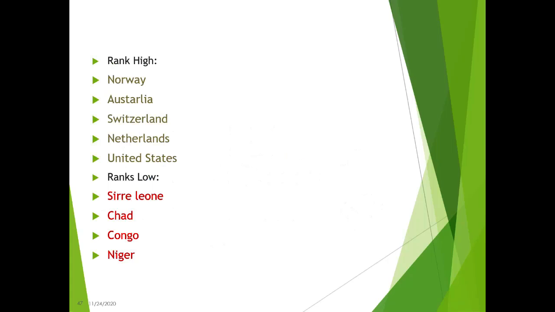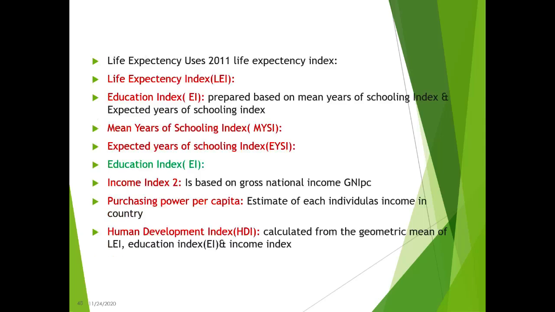Unfortunately, Human Development Index reduces. So the best countries, I'm sorry, there are a few typos in this slide, my mistake. Norway, Australia, Switzerland, Netherlands, United States, they rank high. And the ones that are low, as you can see, they are all in Africa, unfortunately. Sierra Leone, Chad, Congo, and Niger.